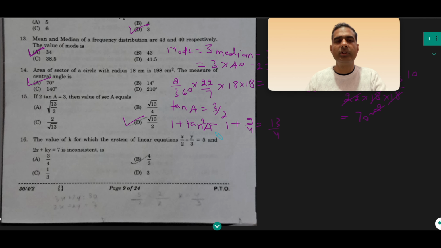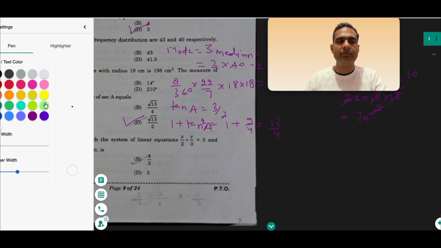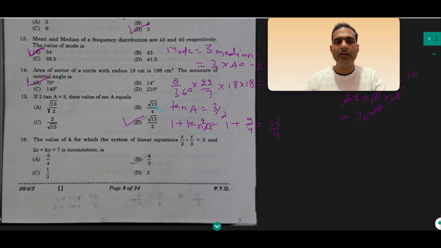Root 13 by 2. We have to be very cautious here, because if we see, an option is root 13 by 4 also, and it's quite similar to what we have got, 13 by 4. If we do not pay attention, then we can tick B also. So we have to be very conscious, because the square root of 4 will be 2.